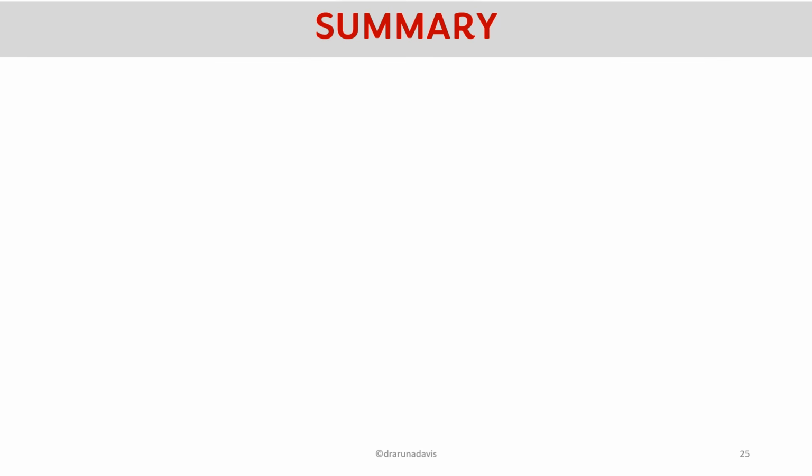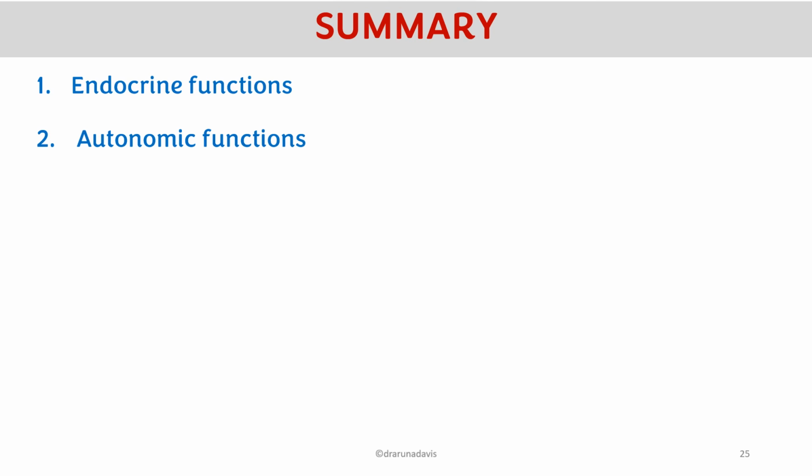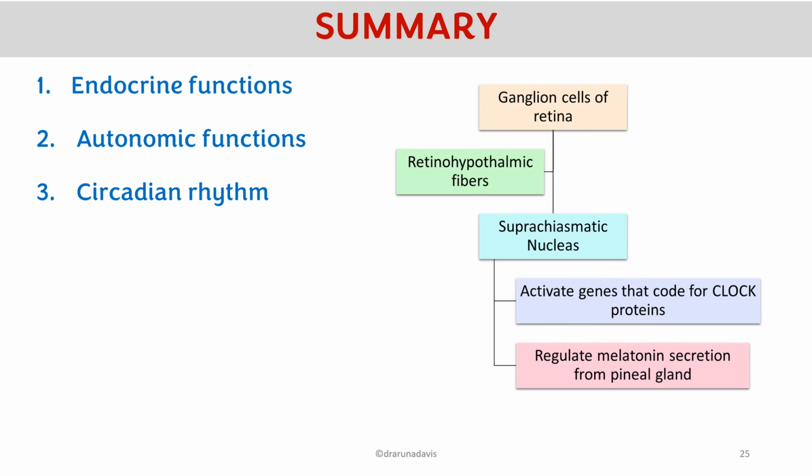So to summarize, we talked about the different functions of the hypothalamus after knowing about its functional anatomy and nuclei. We talked about the endocrine functions and we learned how it is connected to the pituitary. And then we talked about the different autonomic functions, the sympathetic as well as the parasympathetic area and what are its effects. And then we talked about the circadian rhythm and the role of the suprachiasmatic nucleus and the retinohypothalamic fibers.